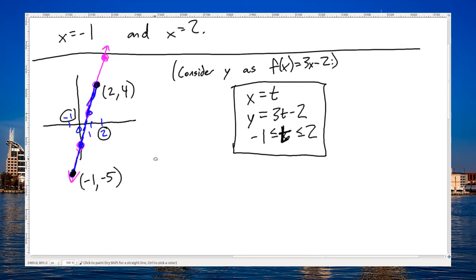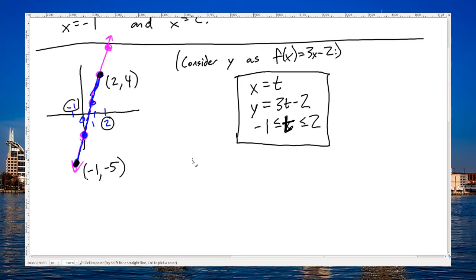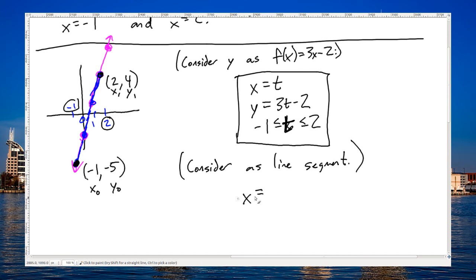All right, so then I've got 2 points. I want the line segment between those 2 points. So we're considering it as a line segment, and we'll use the formula. x equals, let's label this stuff, x naught, y naught, x1, y1. So we'll take the x naught, negative 1, plus x1 minus x naught, so 2 minus a negative 1. We'll go ahead and write that out, t. Same thing with the y.